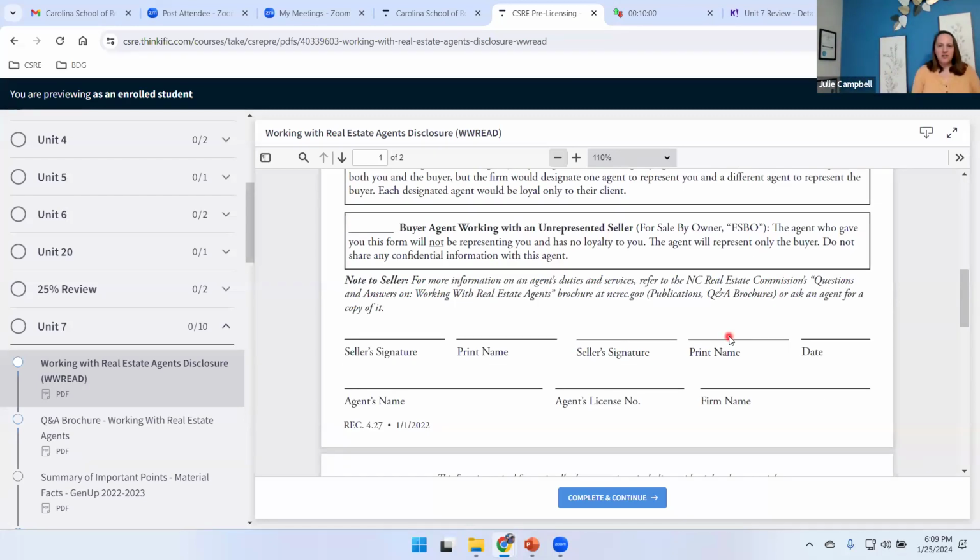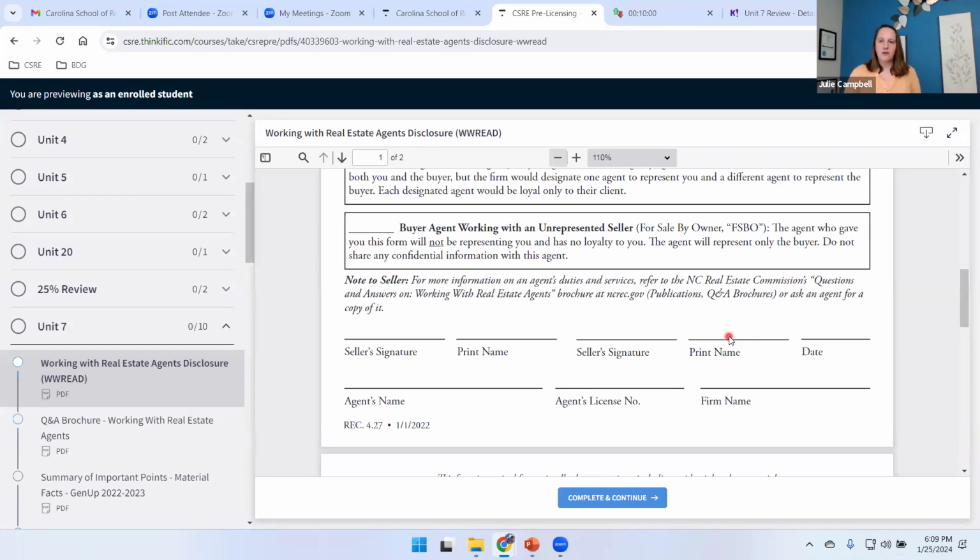For more information, see the North Carolina Real Estate Commission's Q&A brochure on working with real estate agents. We'll see that next. We get the sellers to sign, and then the agent's going to jot down their name, their license number, and the firm name. Somehow I've got to keep a copy for my records. Somehow we've got to get a copy to them for their records.